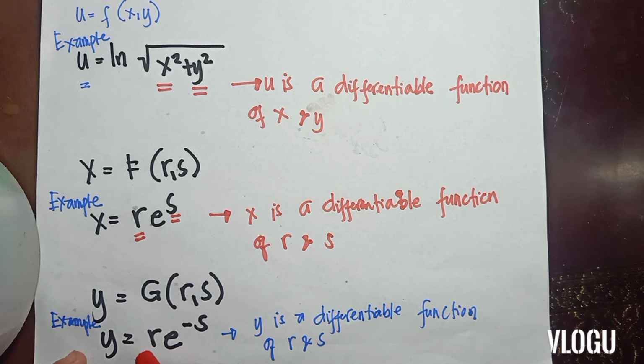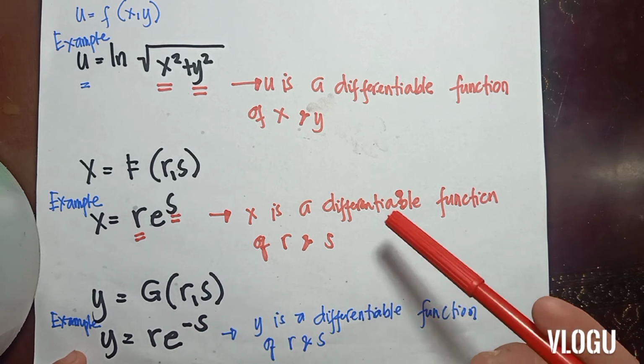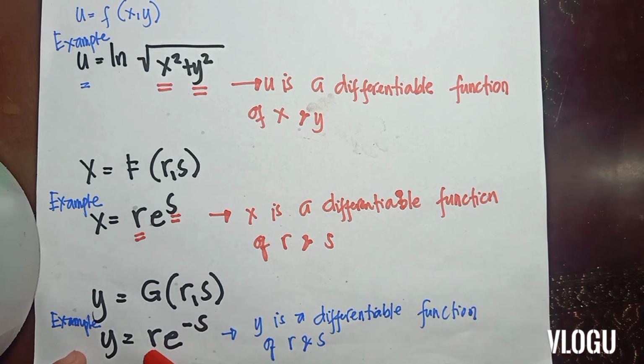So in our given for y, we have two variables, r and s. When you say differentiable, that means you can find the derivative with respect to r and with respect to s. So, differentiable. Okay.